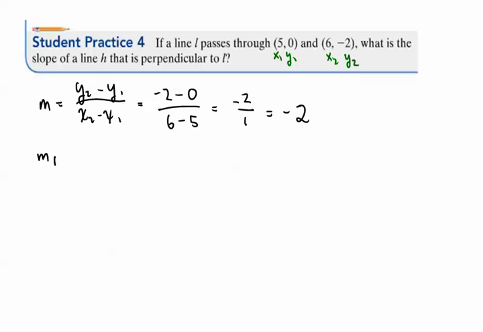The slope of the line perpendicular, and I use that little perpendicular symbol there, is just going to be the opposite sign. So since the original slope was negative, our slope will be positive. And if the original slope was 2 over 1, we're going to be 1 over 2. All right.